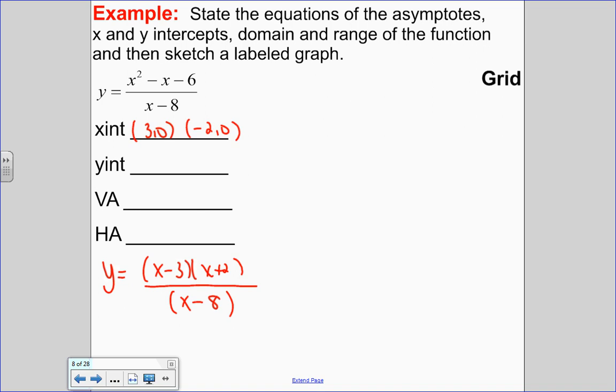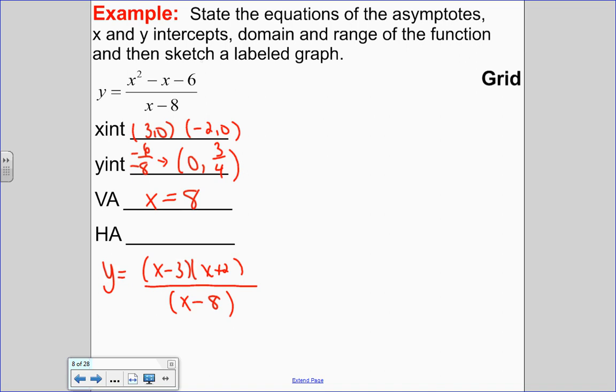Y-intercepts are the ratio of the constants. So if I get rid of my x values, it's just the ratio of the constants. So negative 6 over negative 8, in lowest terms is 3/4. So my y-intercept is (0, 3/4). Okay, vertical asymptote, I look towards the denominator because I can't divide by 0. So x minus 8 can't be 0, which means I have a vertical asymptote at x equals 8.